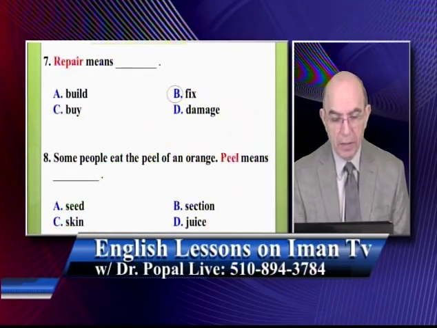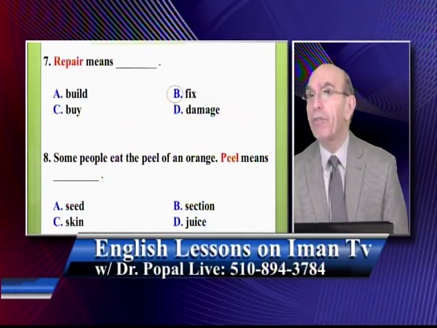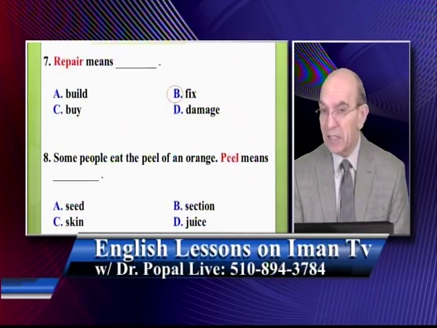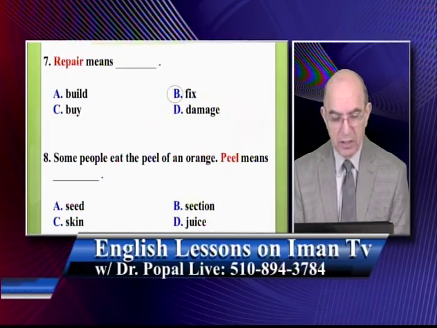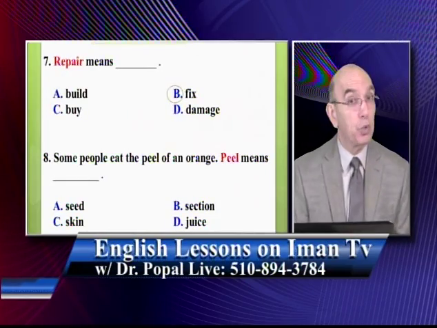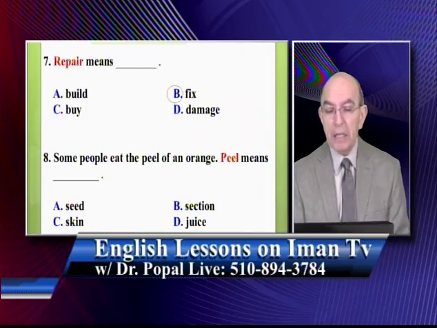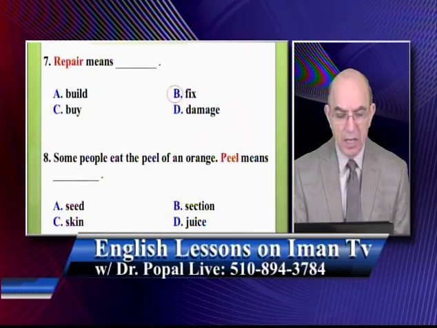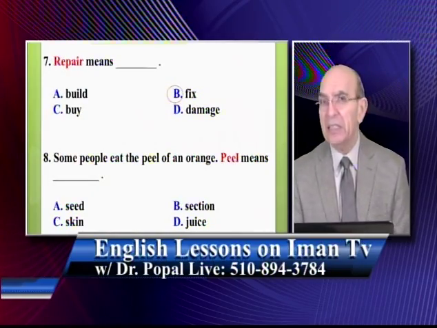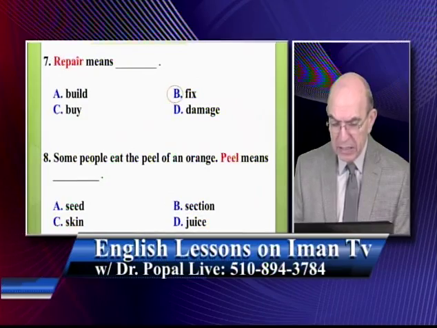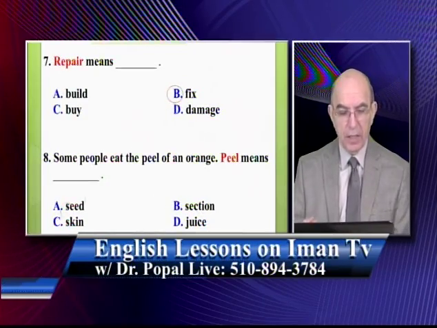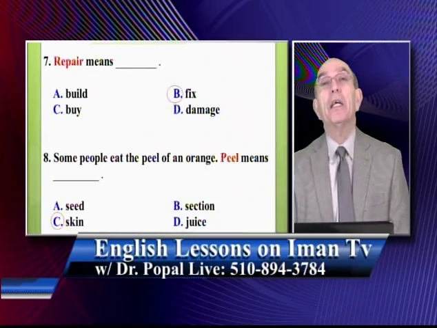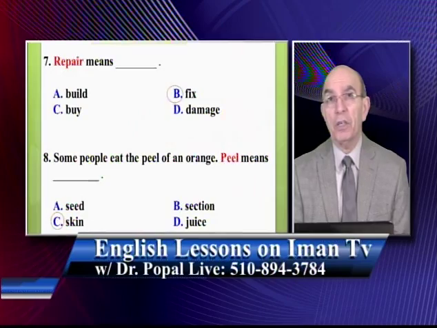Sentence number 8. Some people eat the peel of an orange. Peel means what? A, the seed. B, sections. C, skin. D, juice. Some people eat the peel of an orange. Which word has the same meaning as peel from these A, B, C, D choices? The correct answer is skin, the cover. The cover is called what? The peel of the orange.